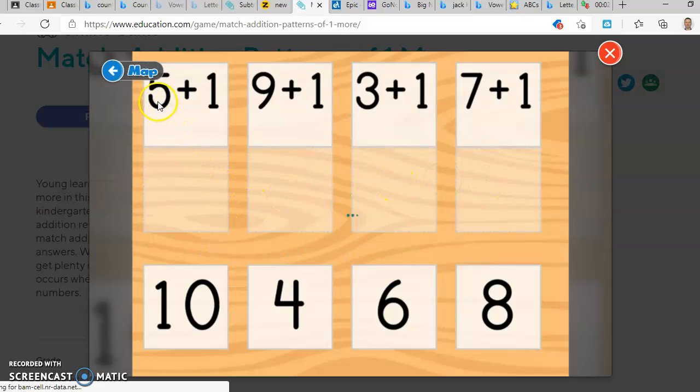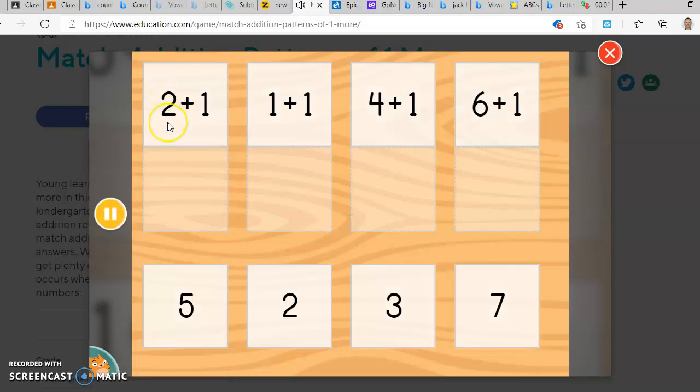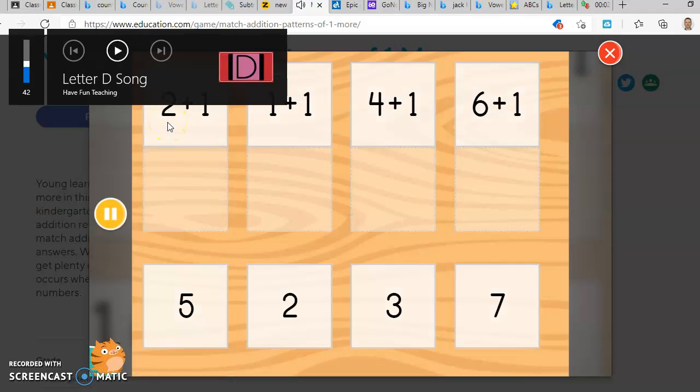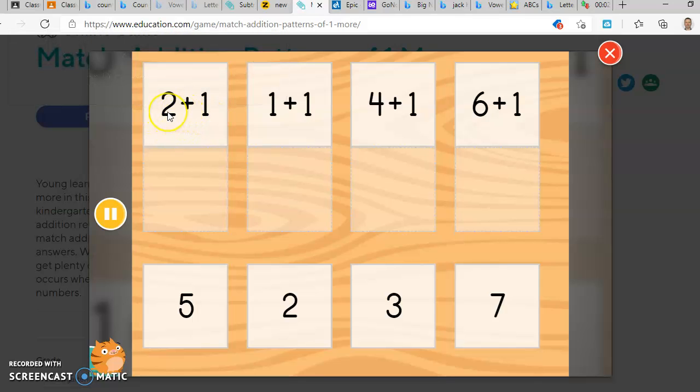And then we're going to see what is one more than. Match each addition fact to its answer. I'm going to go ahead and start with the first one here. 2 plus 1. What is 1 more than 2? 3. Very good. I'm going to match it here. Good. And then how about 1 plus 1? What's 1 more than 1?